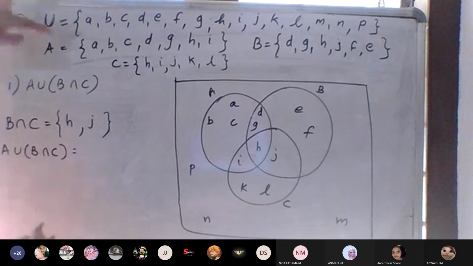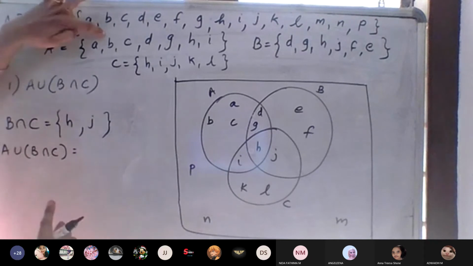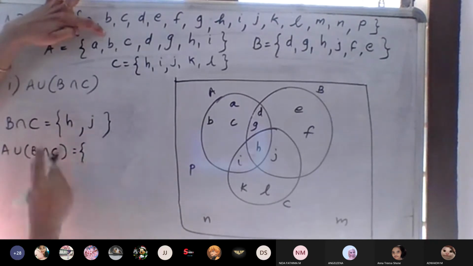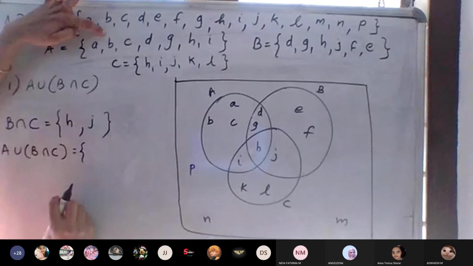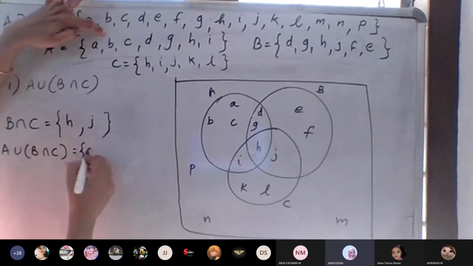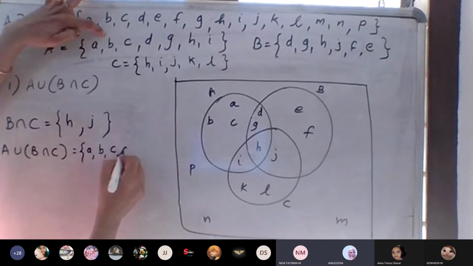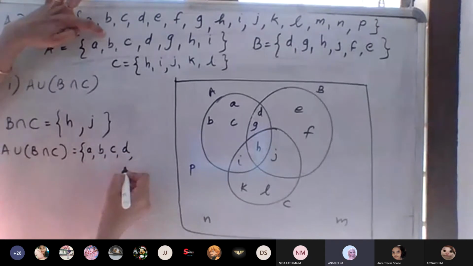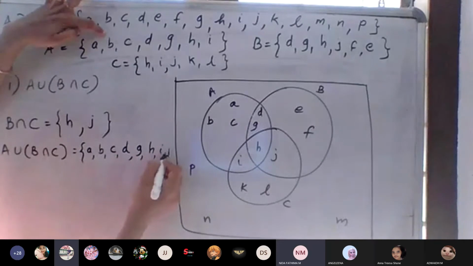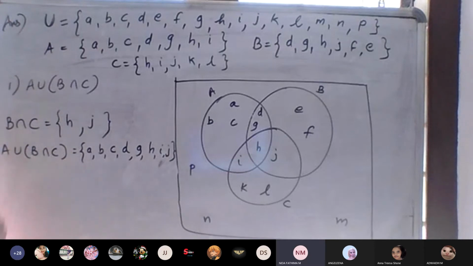Then A union B intersection C. So think about A union B intersection C. A, B, C, D, G, H, I, J. First part completed. Then second question.